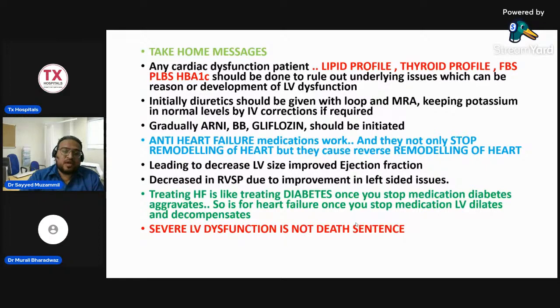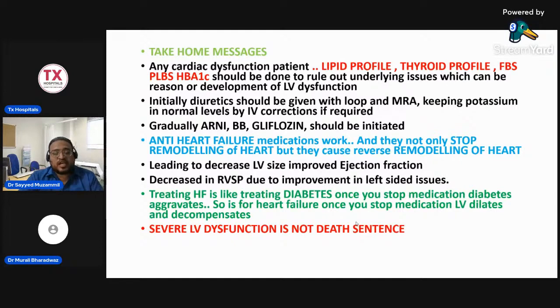Treating heart failure is just like treating diabetes. Once you stop medication of diabetes, again sugar level gets uncontrolled and HbA1c increases. The same will happen in a heart failure patient also. Once you stop anti-heart failure medication, again their heart will dilate and they will develop LV dysfunction. So it is not indicated that once anti-heart failure medication works and you achieve a fair LV function, you should stop medication. You should continue the medication to maintain a sustained response and sustained ejection fraction.